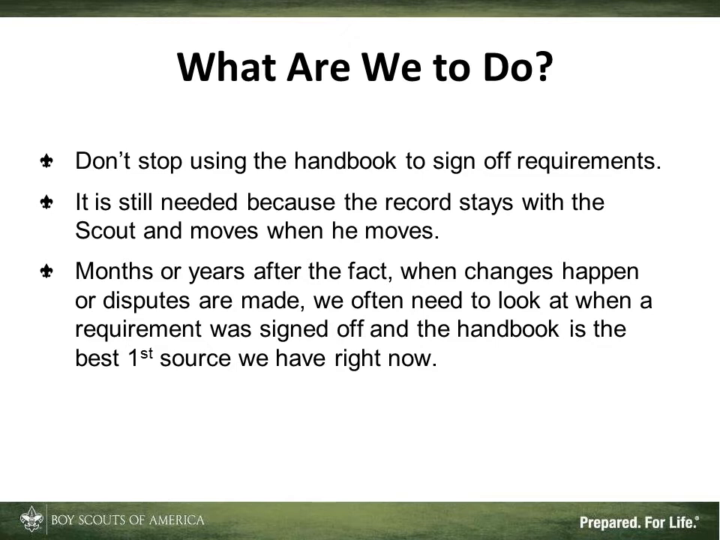The first thing that we ask, if later on, and it could be years later, we look and say, hey, there's a problem here, we need to know when he became First Class, and if he was signed off, so if you have the book, you open the book and you point to it and say, yeah, he was signed off. Okay, so it's still the best first source to go to for advancement. So keep it around, keep it up to date, make sure you're using the books to be signed off on.